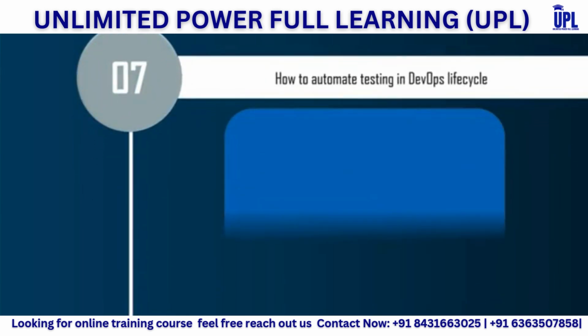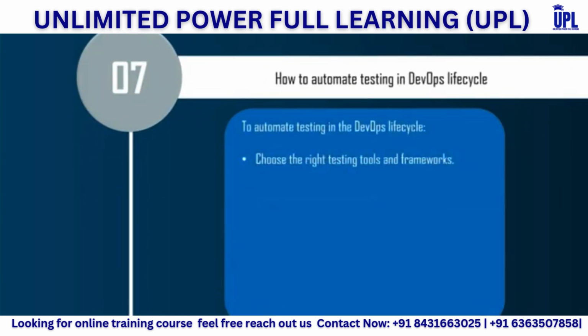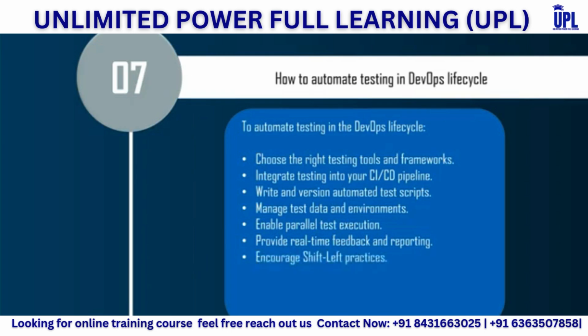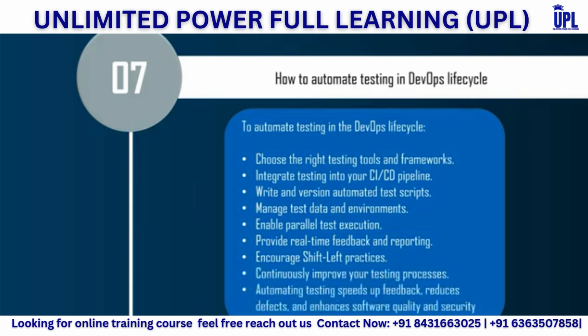So to automate testing in DevOps lifecycle, choose the right testing tools and framework, then integrate testing into your CI/CD pipeline, write and version automated test scripts, then manage test data and environments, enable parallel test execution, then provide real-time feedback and reporting. Later, integrate shift-left practices, continuously improve your testing process, and in result, automatic testing speeds up feedback, reduces defects, and enhances software quality and security.